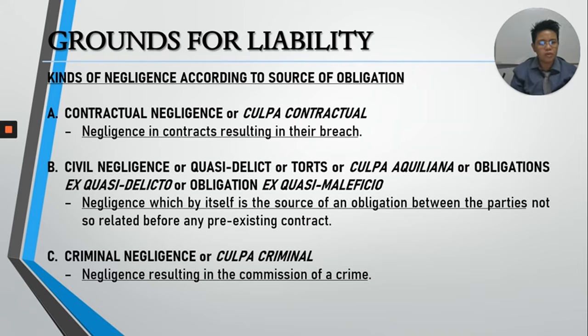So here, remember, as a pedestrian, because you do not have a pre-existing contract, ang available action to you is not contractual, culpa contractual. But what is available is civil negligence or torts. Mas ginagamit nila yung term na torts. So, quasi-delict or torts. So, here, action for damages. Action for damages in court. You file a civil action for damages in court.